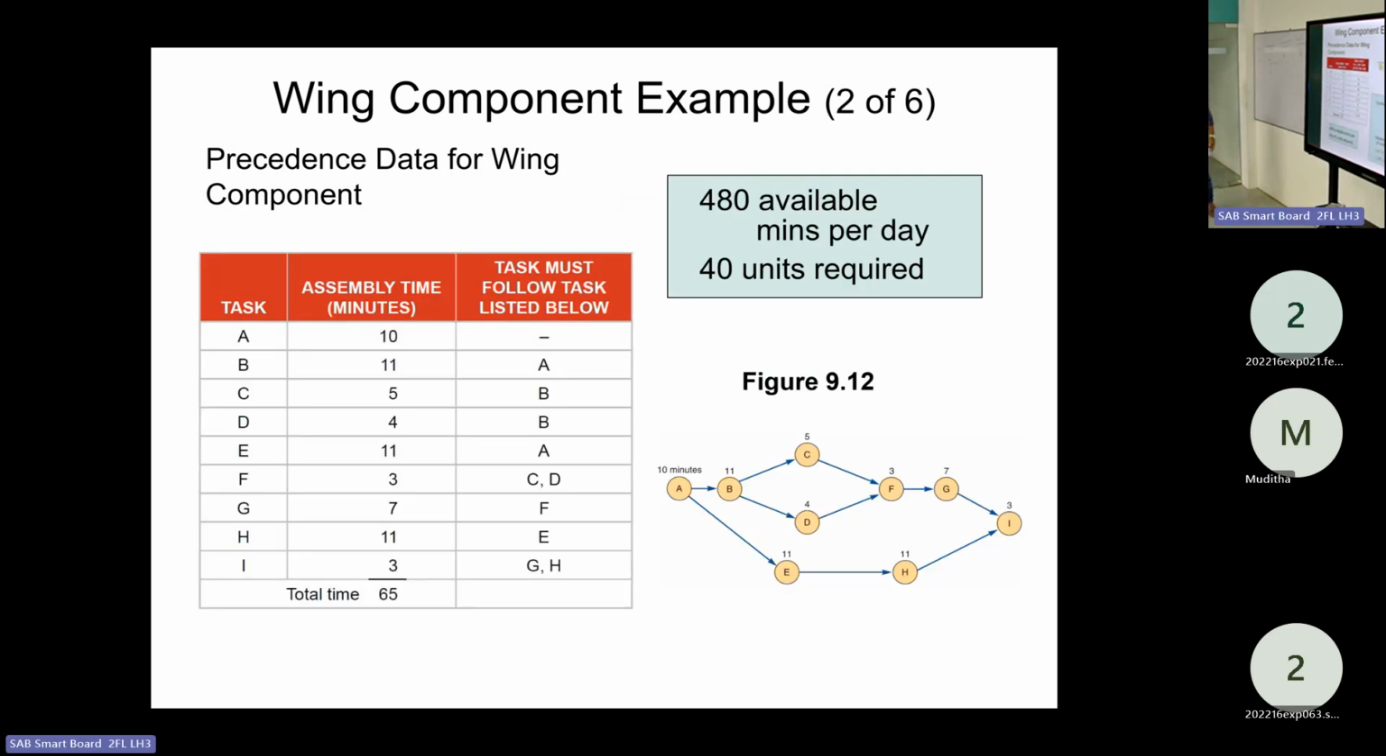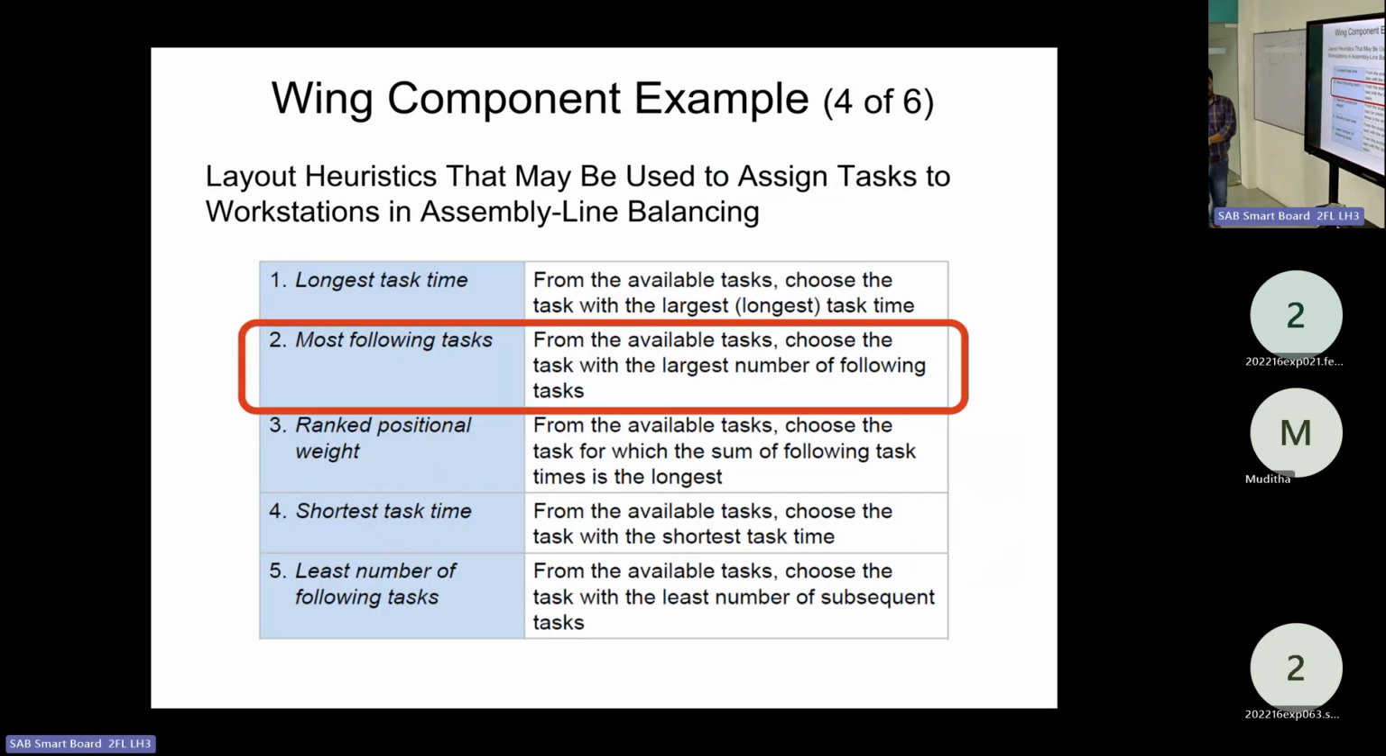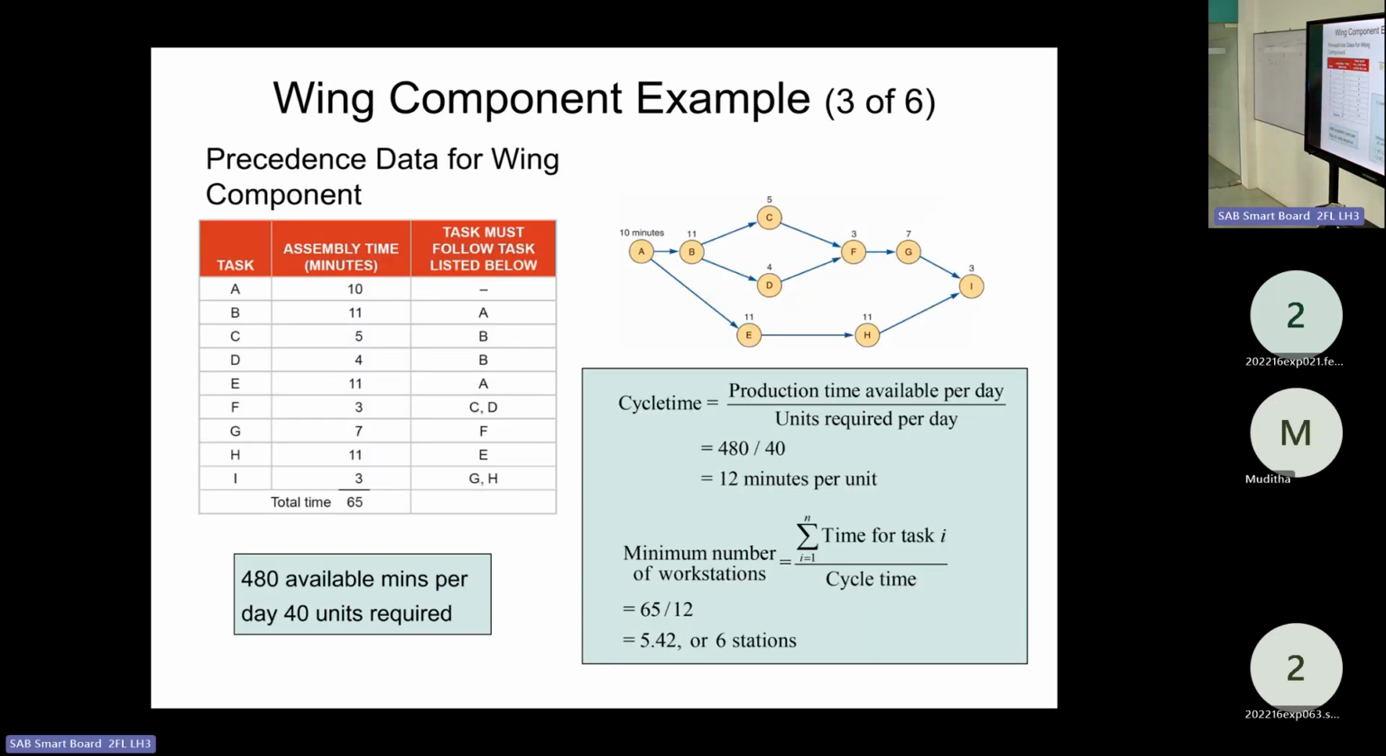As I mentioned in the example, there are different rules. We can consider the first one, that is longest task time. That means the task that takes the longest time out of these two. So B and E, we compare them and try to prioritize based on longest processing time. Unfortunately, both require the same processing time, 11 minutes. So that first assignment rule doesn't work here.